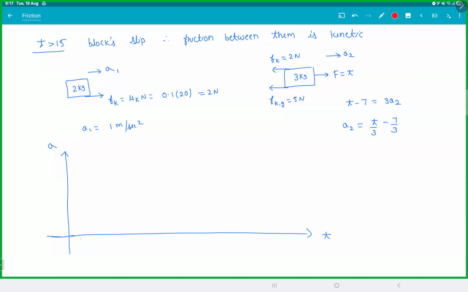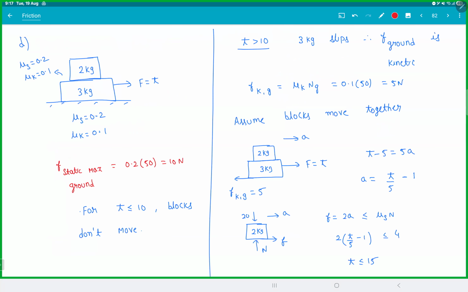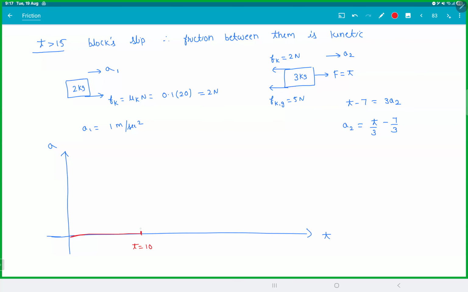So for 10 seconds, no one is moving. And then suddenly at 10 seconds, what happened? Look at this. If I keep t equal to 10 here, we get a equal to 10 by 5 minus 1, 1 meter per second square. It is not zero. The graph is discontinuous. Suddenly the value jumps and then it increases. The value will suddenly jump to a equal to 1 meter per second square.